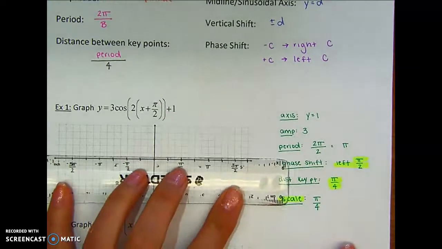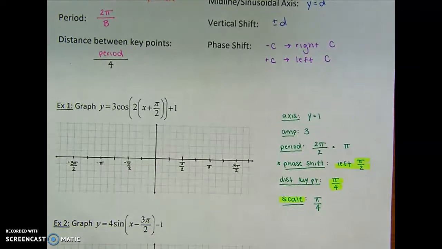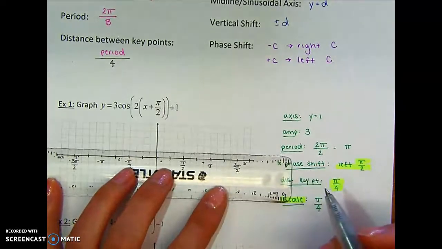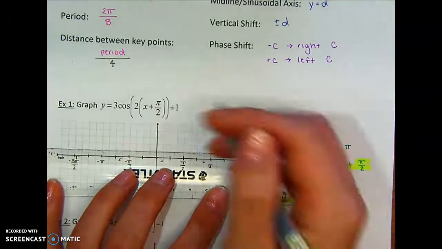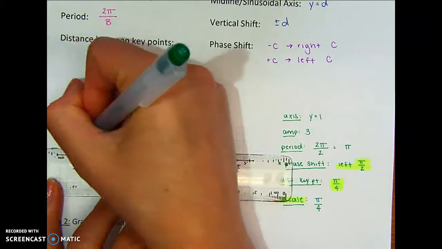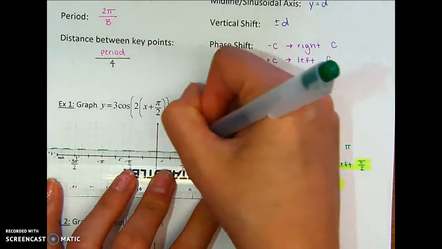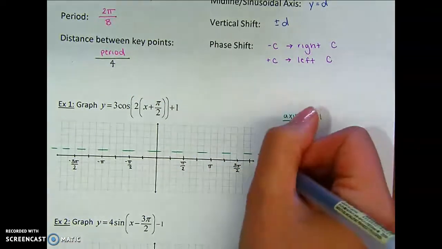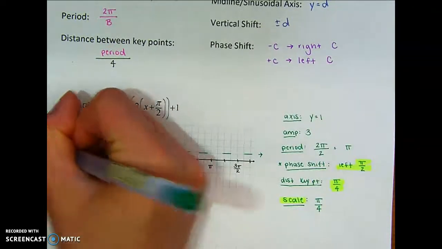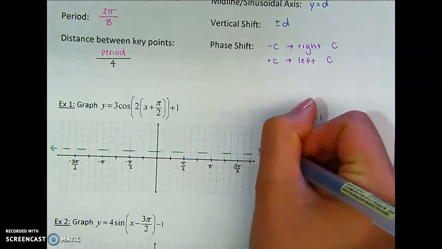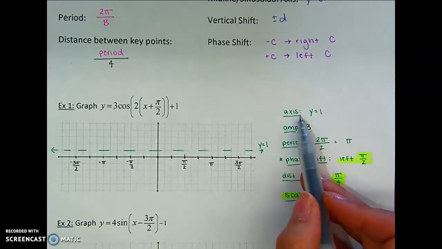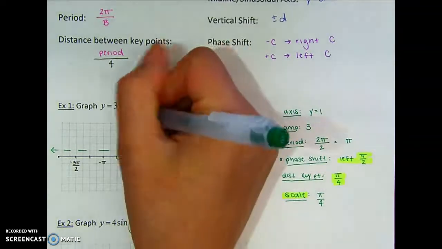So we're going to go to y equals 1, and I guess we can decide. No, I think we should keep our scale 1. Okay, so this is going to be y equals 1. Alright, so that's our axis. Now I'm going to plot our first point, because this is cosine.